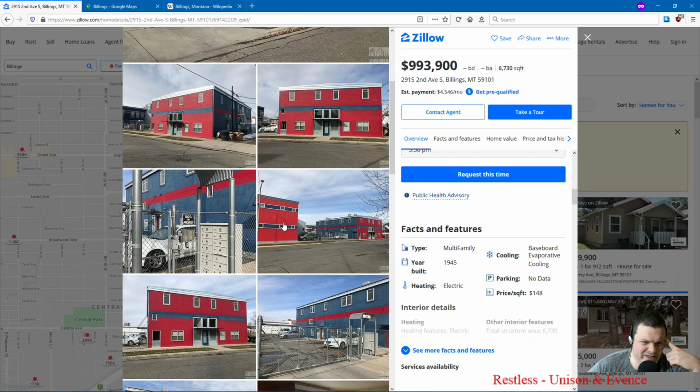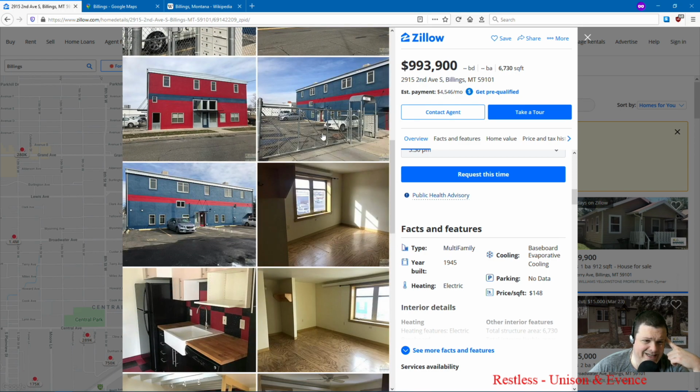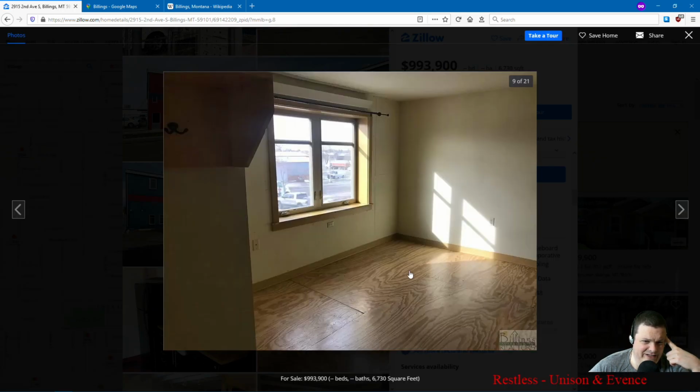Is it both buildings? Or is it just the one? A lot of outside pics. All right, we're going inside now. Huh. That looks like raw plywood. That looks like subfloor that has not been finished. That's exactly what it is.